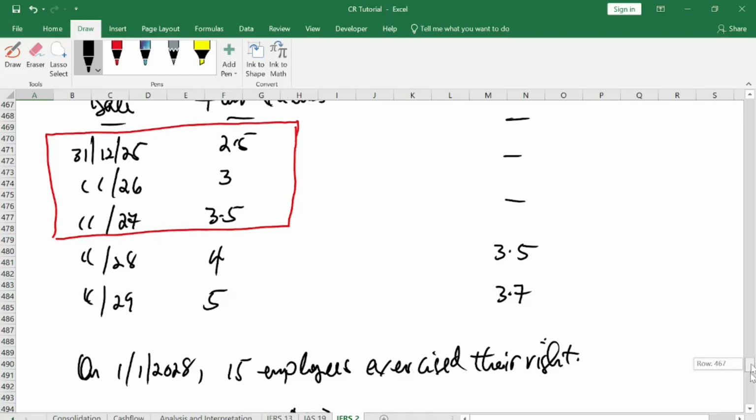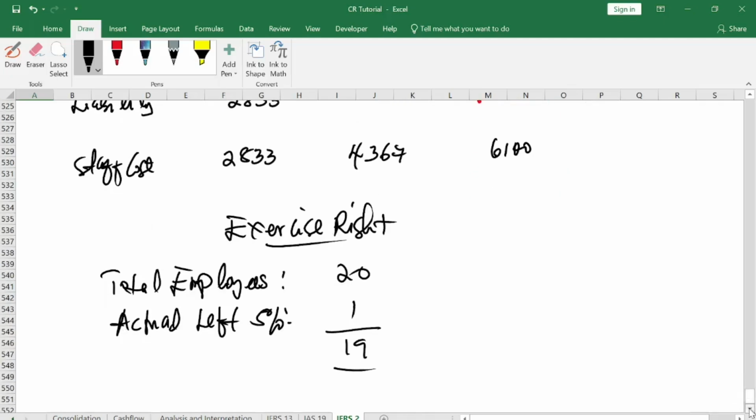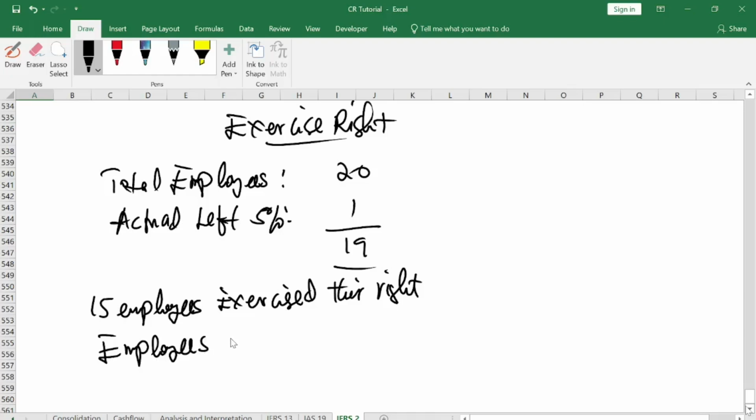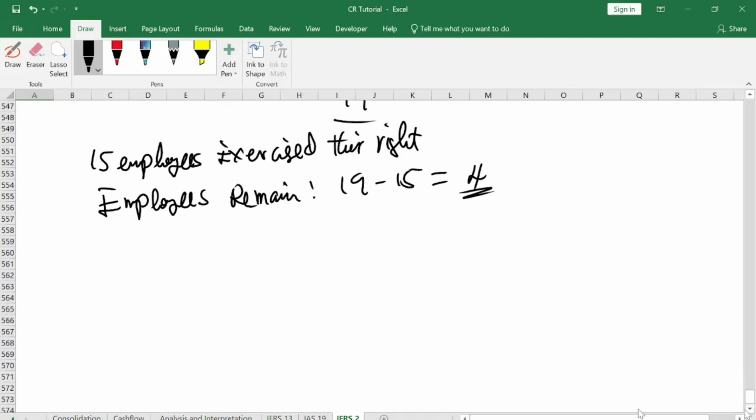Okay, so when they exercise their rights, what will happen? So here you will come here, 15 employees exercise their right. So if the employees exercise their right, how many employees are left? You will have employees remaining. It shall be 19 employees minus 15 employees. So how many employees did not exercise their right instantly? 4 employees. Okay, so now you've gotten all the information that you need.